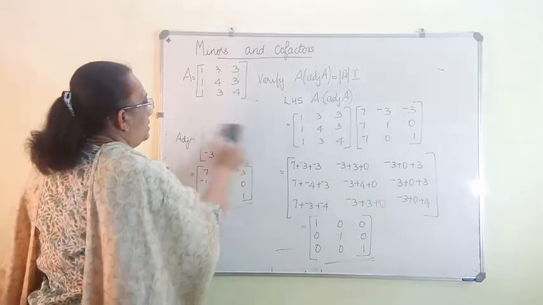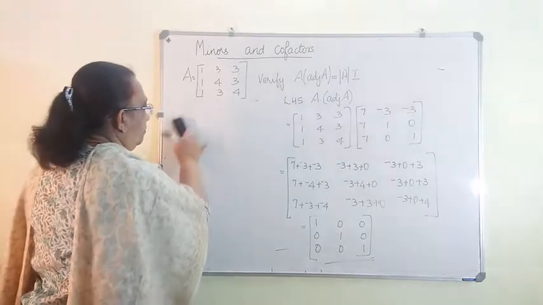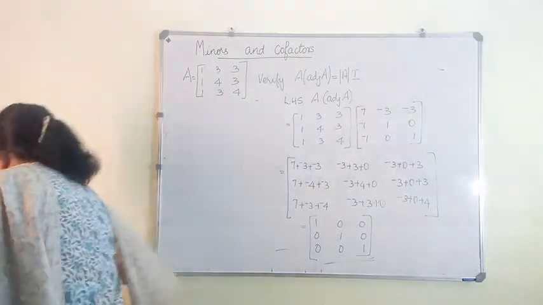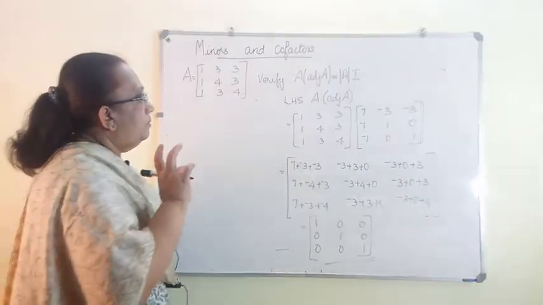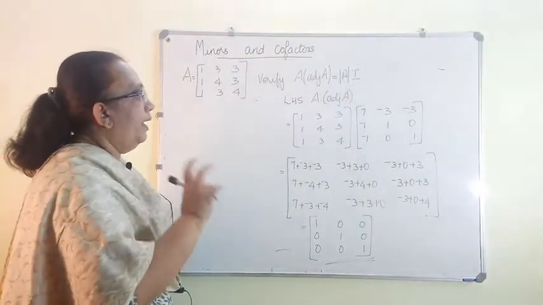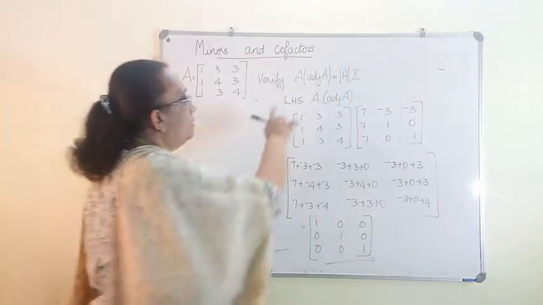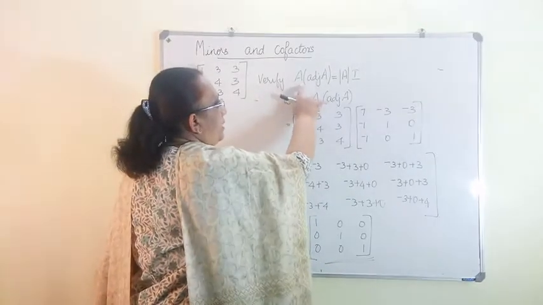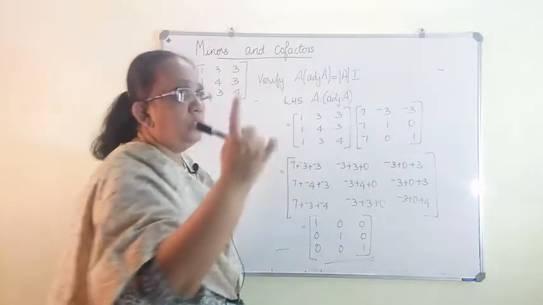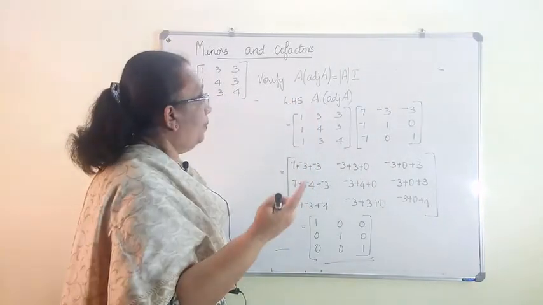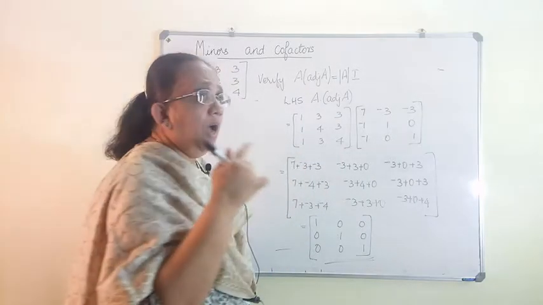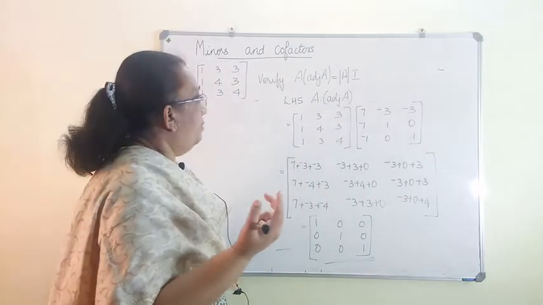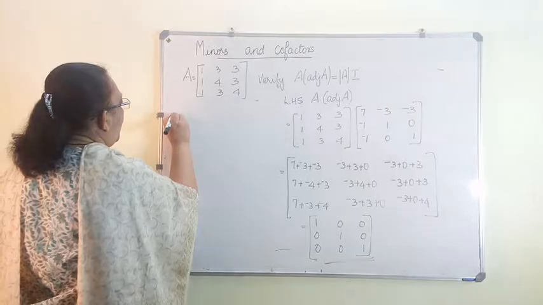Now we have to consider RHS. This verification type of questions is very important because you should know each and everything. A into adjoint of A. So here it comes two things. Multiplication, adjoint of a matrix. Adjoint is cofactor transpose. Here another property, determinant of A, then I. What is I? Identity matrix. What is determinant of A?